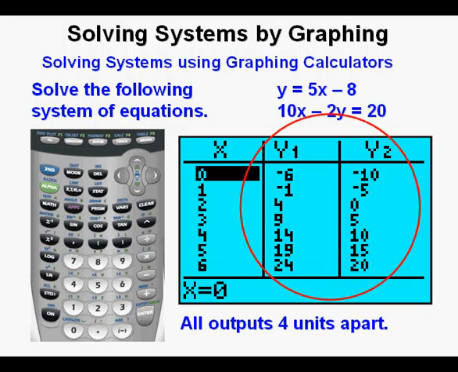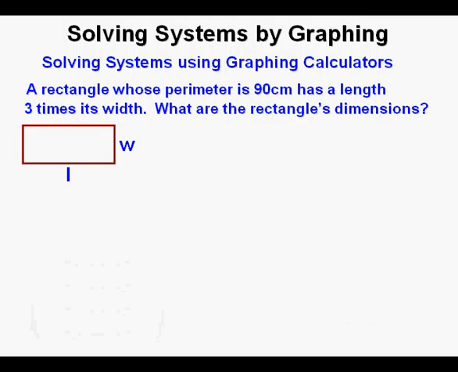Here's a word problem we'll solve as a system of equations. A rectangle whose perimeter is 90 centimeters has a length 3 times its width. What are the dimensions of the rectangle? One equation involves the perimeter and is 2L plus 2W equals 90. And the other equation is L equals 3W.